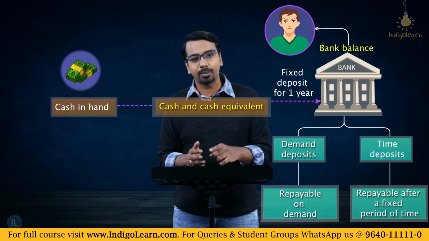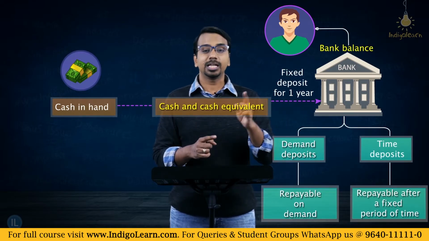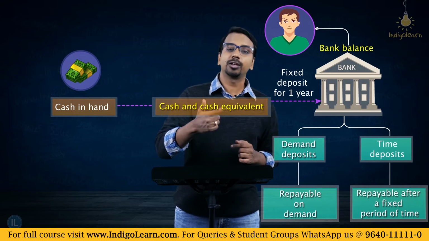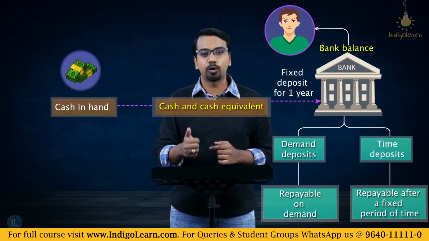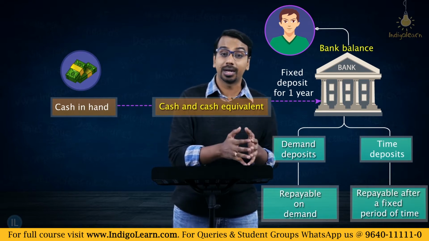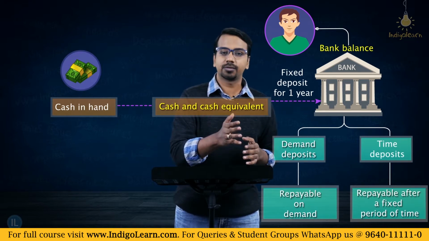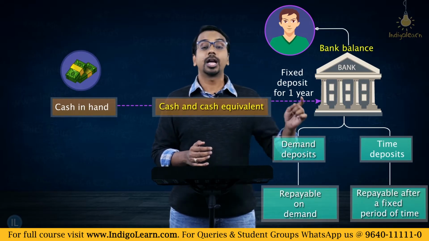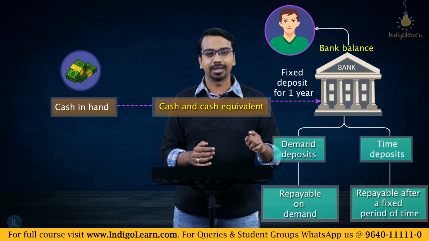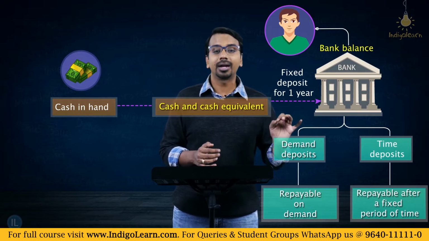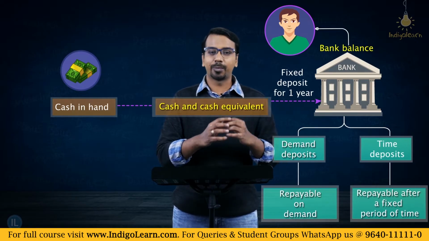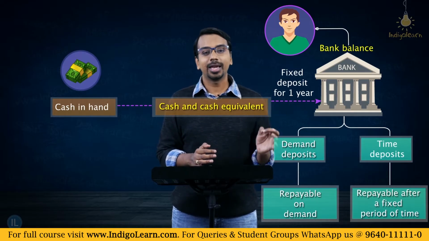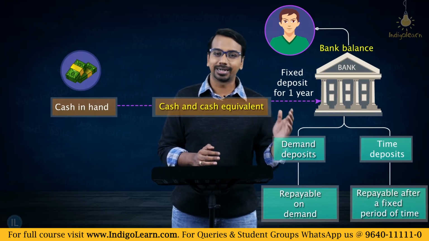The bank may pay the money back to you, but when it pays back the money, it will charge some penalty from you. But when you ask the bank to give your savings account money or current account money, it will not charge any penalty. But if you open a fixed deposit for 1 year and you want the bank to pay you back in 7 days, the bank will definitely charge some penalty. So that is the difference between demand and time deposit. Demand deposits are repayable on demand. Time deposits are repayable after a fixed period of time, right?